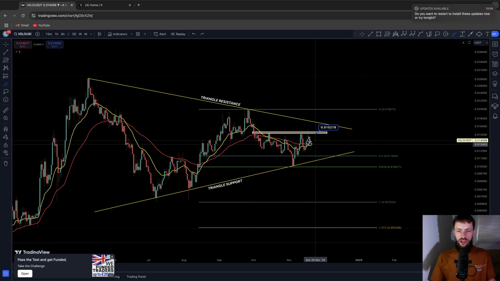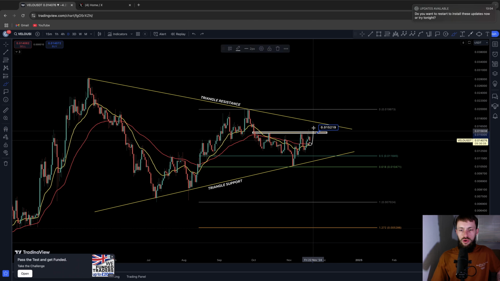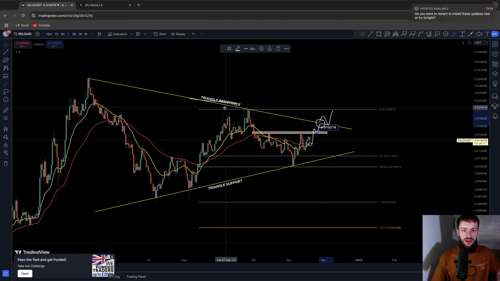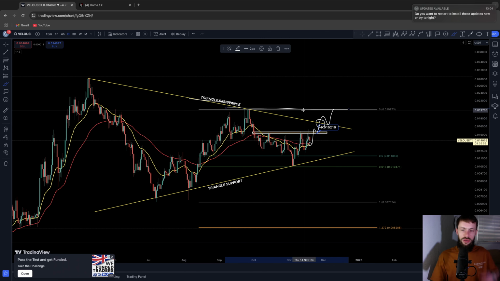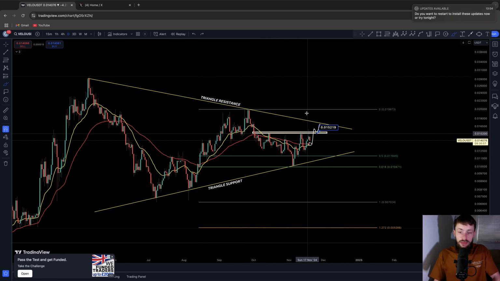But again, just for me on the lower time frames, it's all about taking out this resistance on the short term. If we do, it gives more confidence to running up to our triangle resistance for another retest. And if we break that, then you've got the retest back up to this 0.02 high, which could come pretty soon as well. So there's a lot on the table.